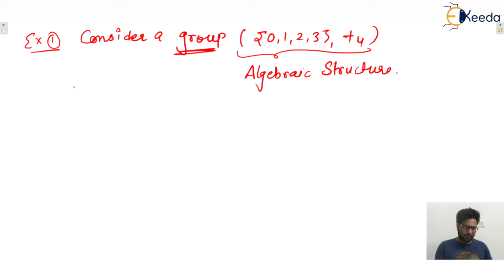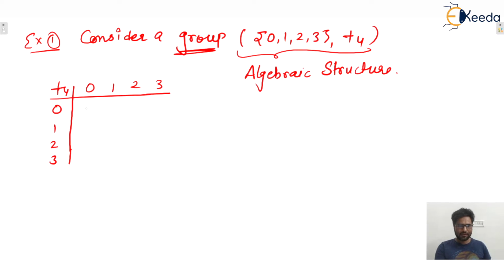So you can make the Cayley table, that is addition modulo 4. These are the elements in the group: 0, 1, 2, 3. So you can construct the Cayley table. 0 plus 0, mod 4 it will be 0 only. This is 1, this is 2, this is 3. Similarly, this is 1, this is 2, this is 3, this is 0. This is 2, 3, 0, 1. This is 3, then 0, then 1, 2, isn't it?